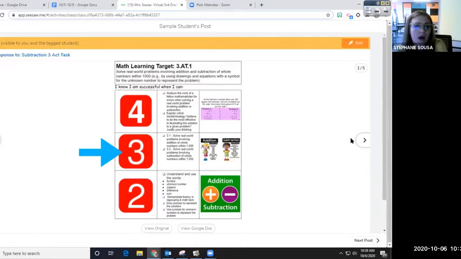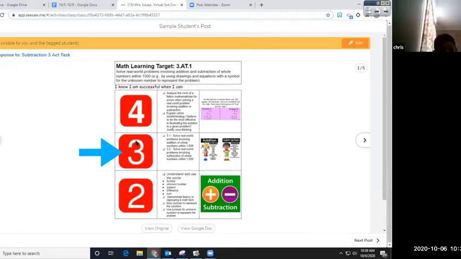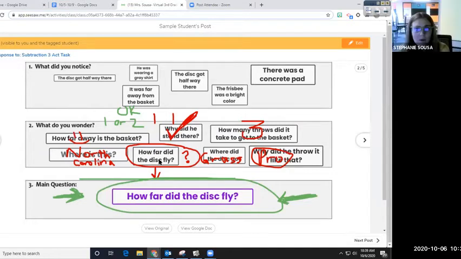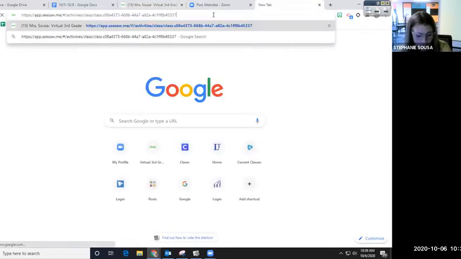Yesterday, we began problem solving. We see that our goal here is to solve real-world problems using addition and subtraction of whole numbers within 1,000. There are several examples of ways that we can do that, such as drawings, equations, and symbols. We practiced a real-world problem yesterday with my friend Graham. We began by watching a short video of how far a disc flew that my friend Graham threw.